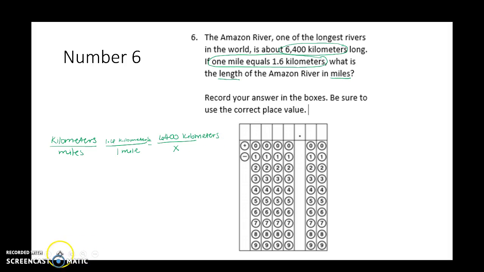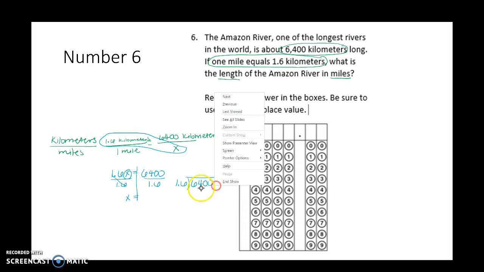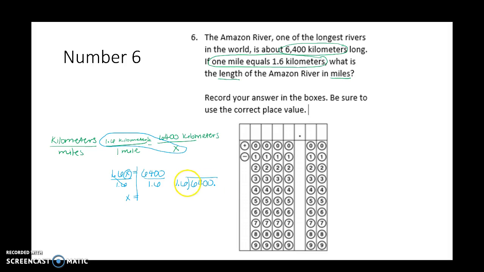All right, so next step. What do you do next? Cross product, and I always start with my variable. So 1.6x equals 1 times 6,400. So then I need to get x by itself. I'm going to divide both sides by 1.6 so I can cancel here. All right, let me go ahead and do my division. 6,400 divided by 1.6. Well, if you have a decimal on the outside, you have to move it one place, so you have to do the same on the inside, right? So I'm going to move it up.